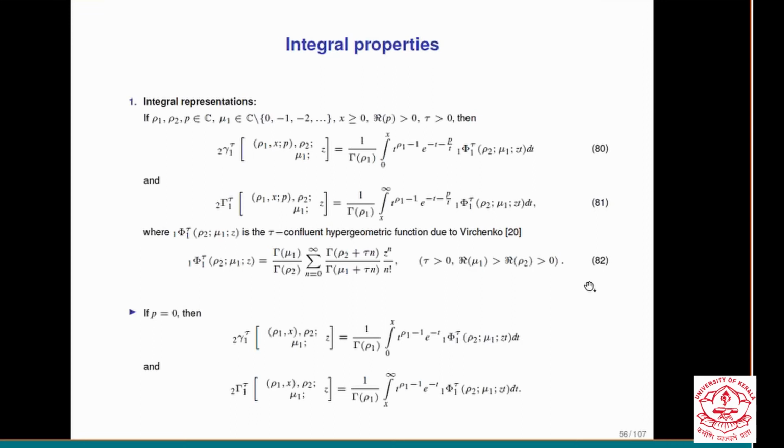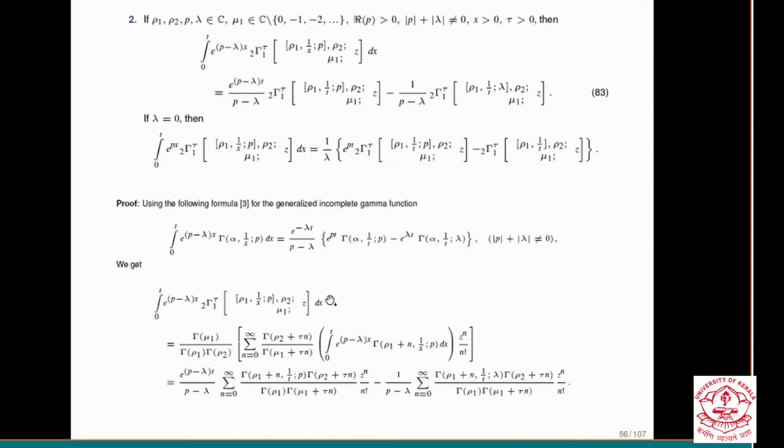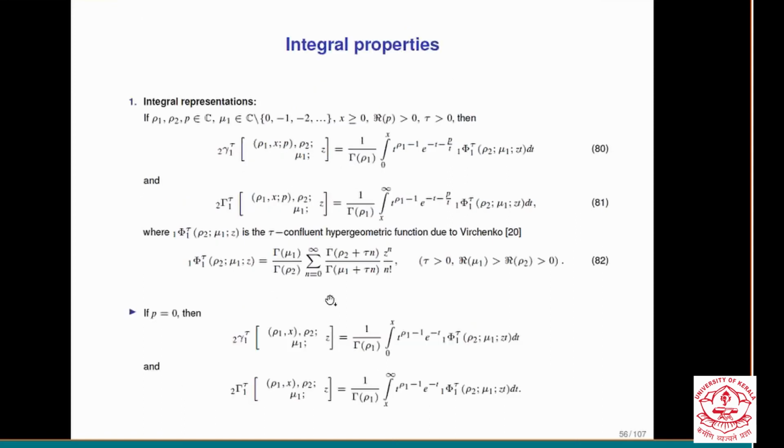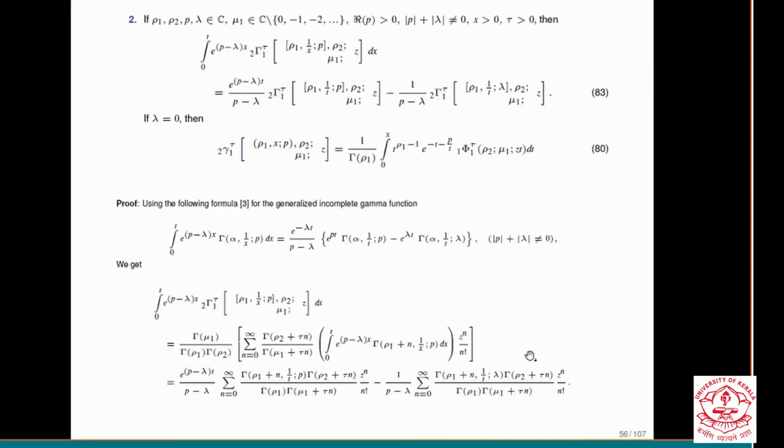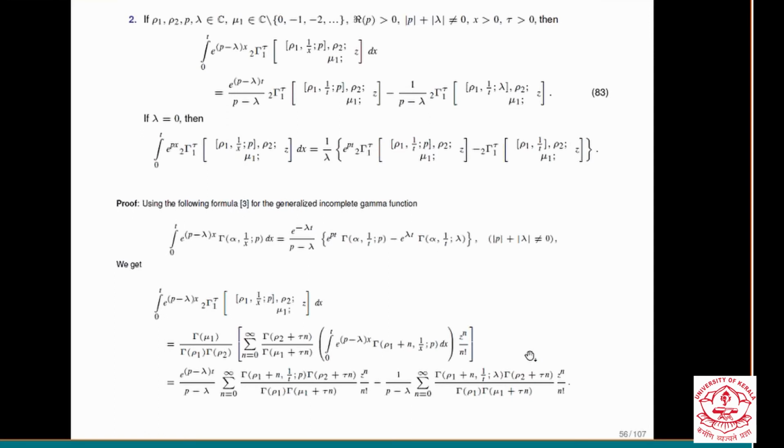This is equation number 82. If I put p equal to 0, then you will get all these results. This one, and this is your result. And the second one is here, by imposing all these conditions, so we will get this result.